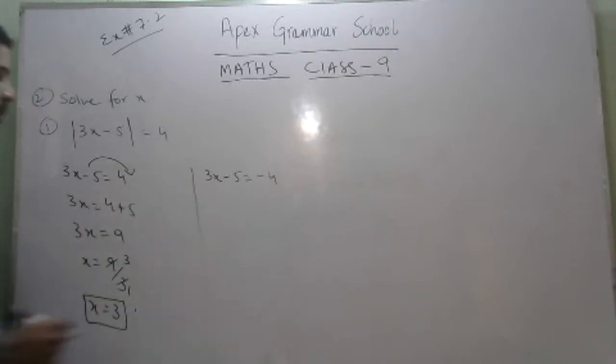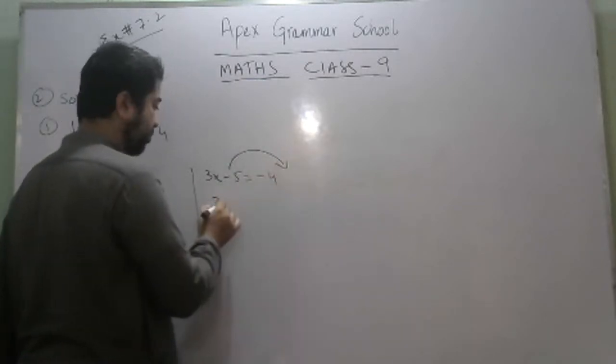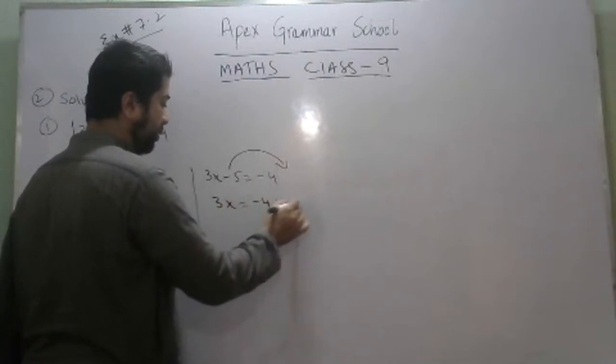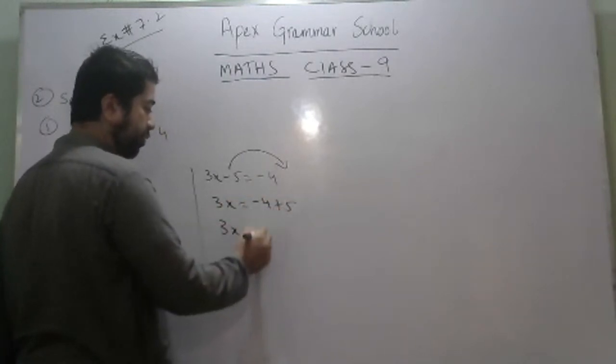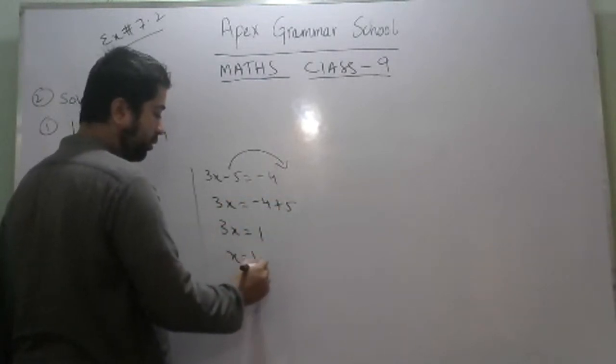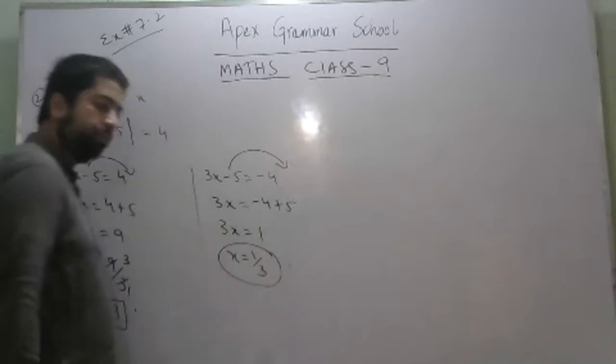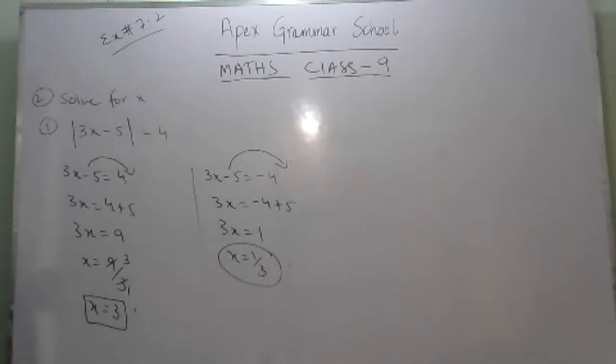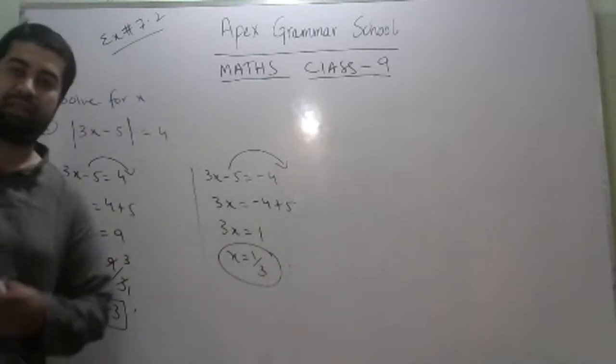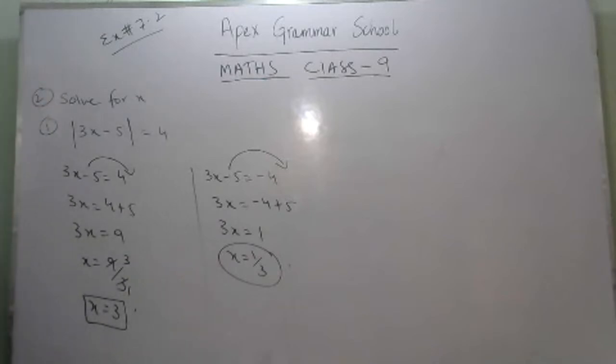And for this, minus 5 will be positive. Minus 4 plus 5 means 1, and 3 will be divided there. So we have another answer, another value of x, that is 1 over 3.